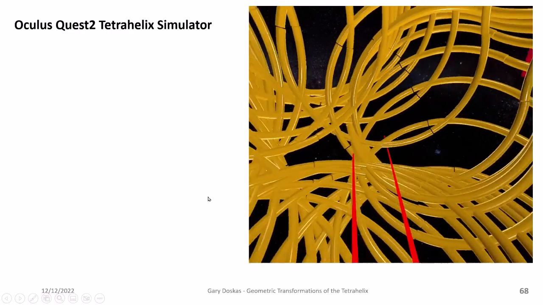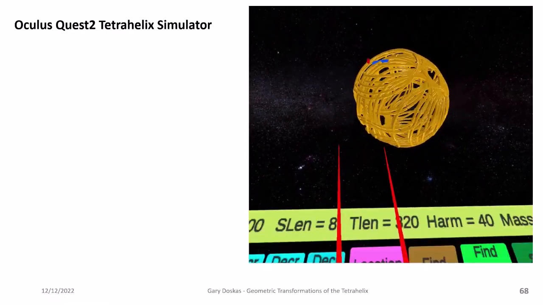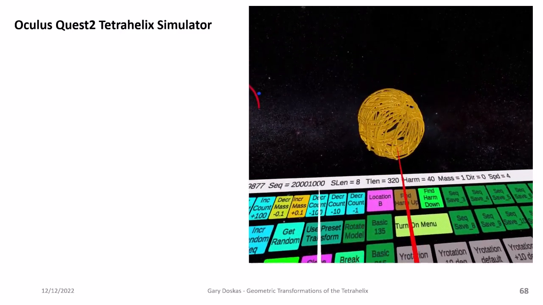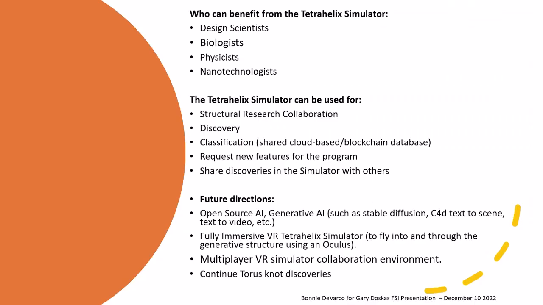And then just a little thought for the wrap up about what one can benefit from this Tetrahelix simulator. Well, design scientists, biologists, physicists, nanotechnologists may have a use for this. Again, it's an experimental tool. Could use it for any kind of structural research and collaboration.